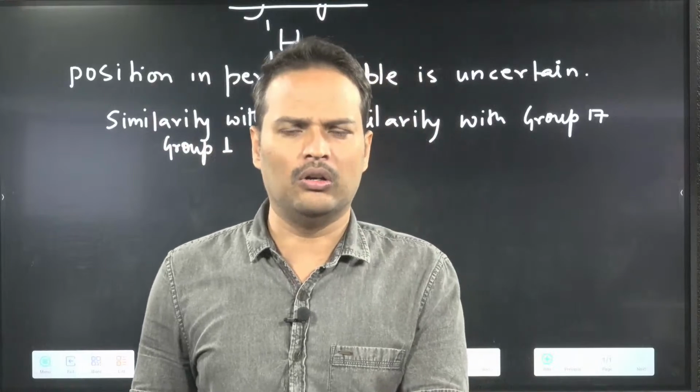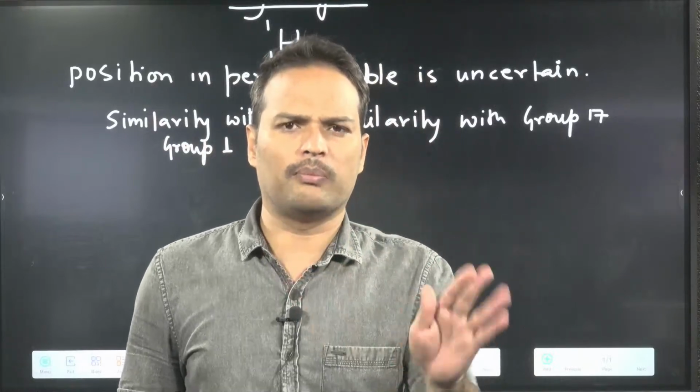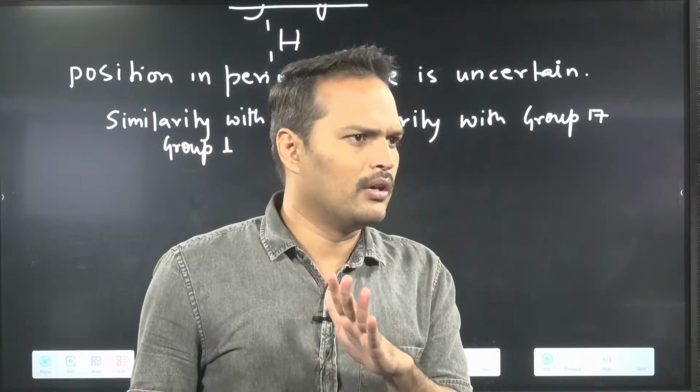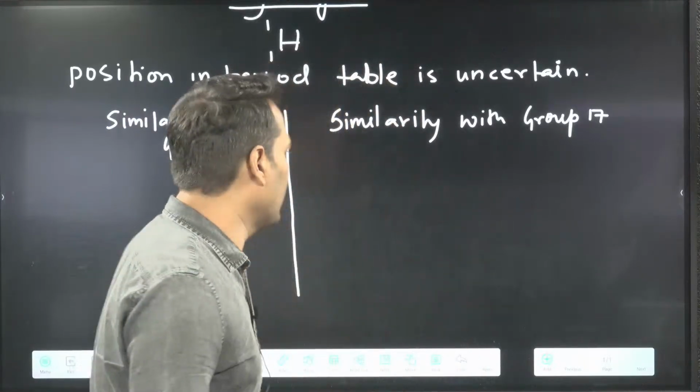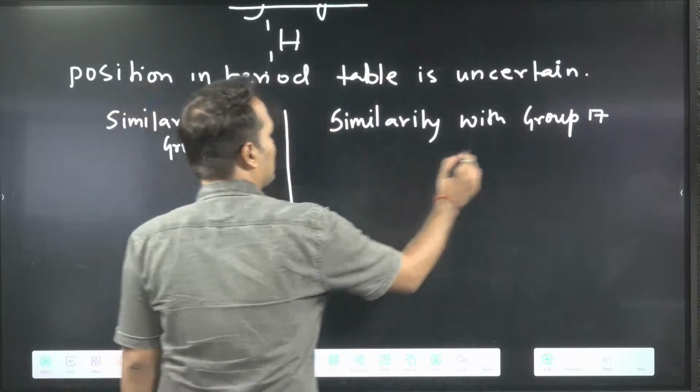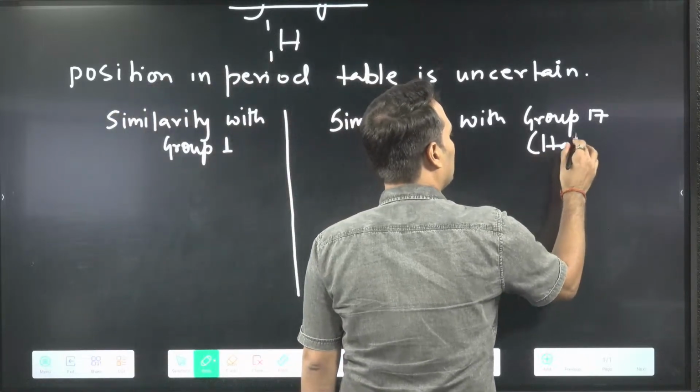We are not going to leave anything for evening study hours and all. So we'll learn it here only. Group 17 means we are talking about halogens.